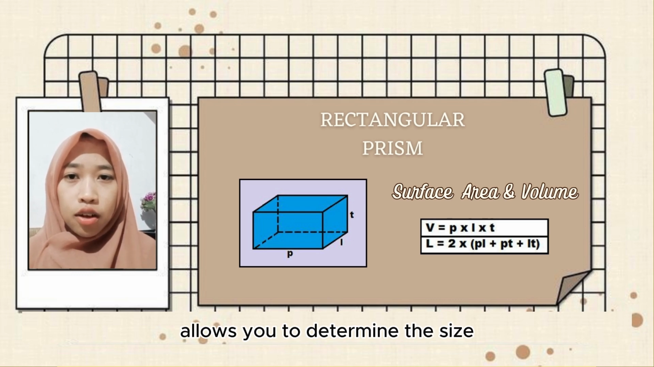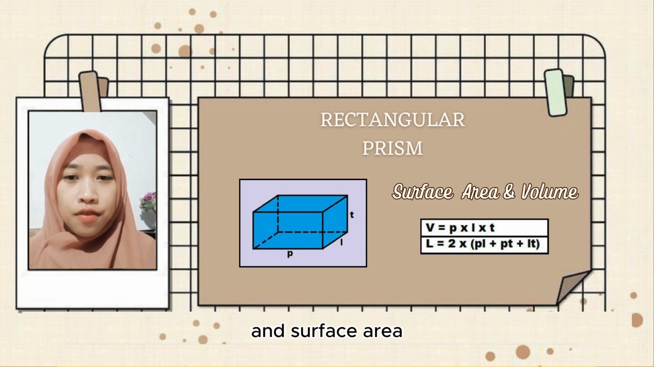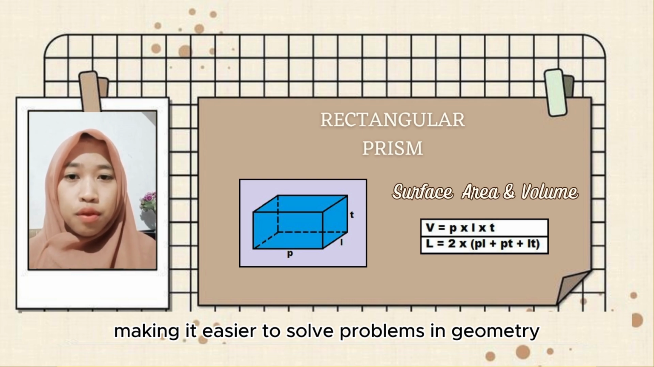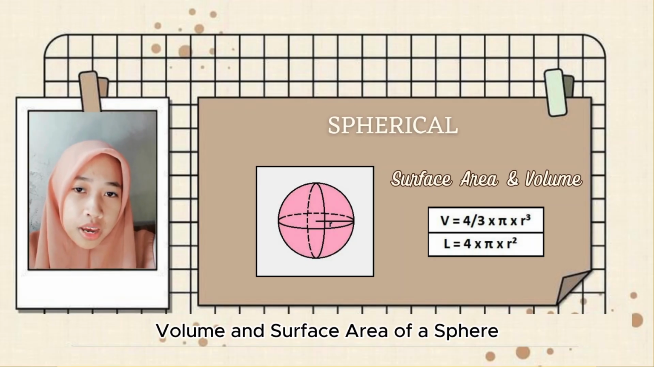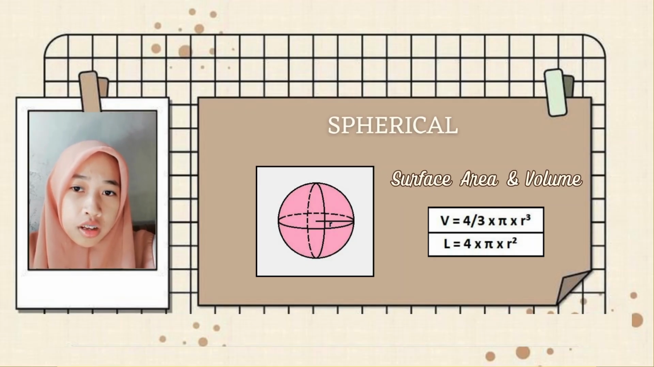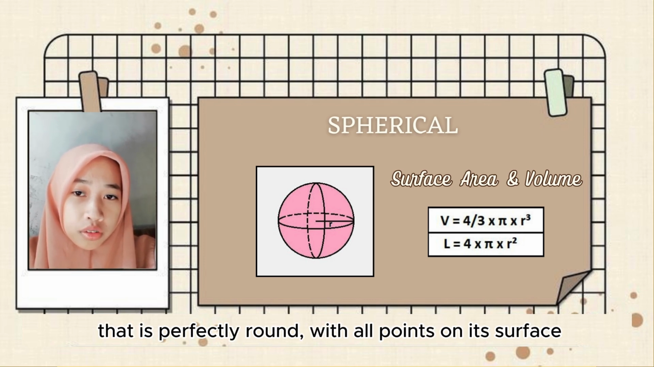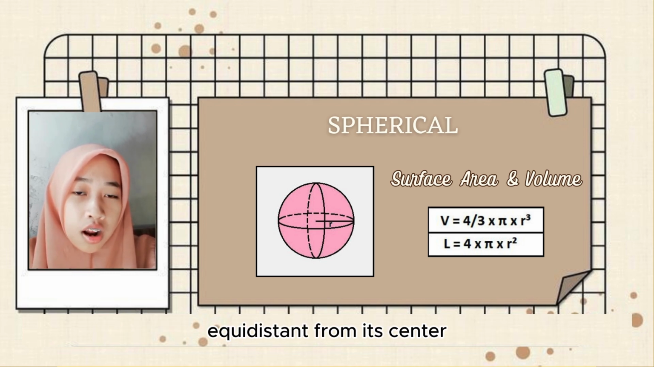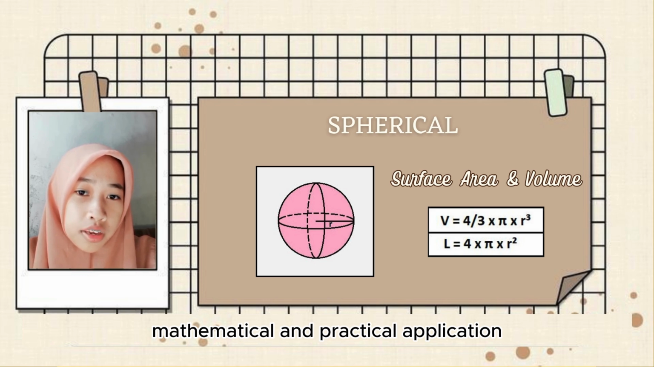Understanding the formula allows you to determine the size and extent of a rectangular prism in both volume and surface area, making it easier to solve problems in geometry and related fields. Volume and surface area of a sphere. A sphere is a three-dimensional geometric shape that is perfectly round, with all points on its surface equidistant from its center. Understanding the volume and surface area of a sphere is essential in various mathematical and practical applications.